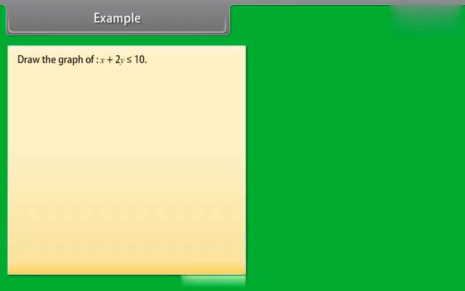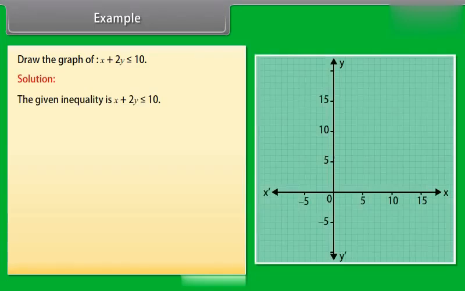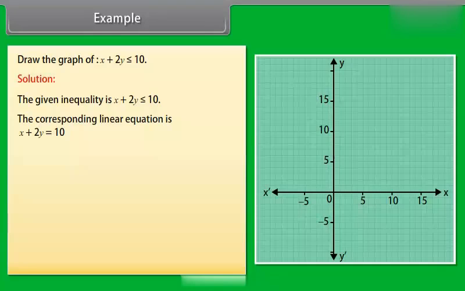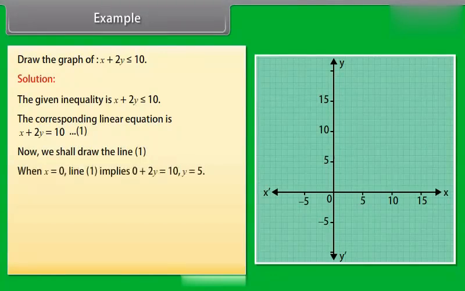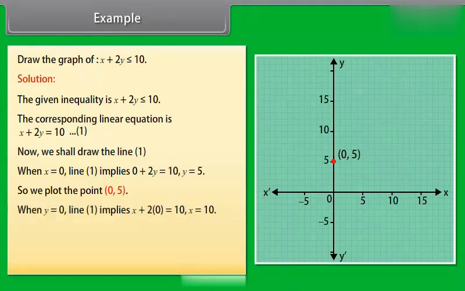Example: draw the graph of x plus 2y less than or equal to 10. Solution: the given inequality is x plus 2y less than or equal to 10. The corresponding linear equation is x plus 2y is equal to 10. Name it as 1. Now we shall draw line 1. When x is equal to 0, line 1 implies 0 plus 2y is equal to 10, so y is equal to 5. So we plot the point (0, 5). When y is equal to 0, line 1 implies x plus 2 into 0 is equal to 10, so x is equal to 10. So we plot the point (10, 0).